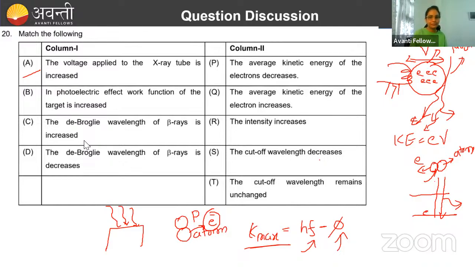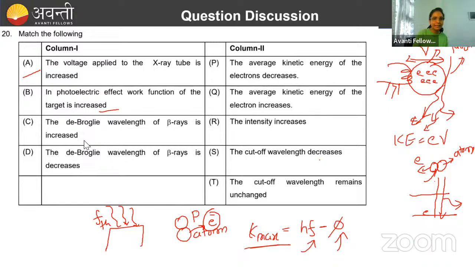Cutoff wavelength decreases. What is this cutoff wavelength now? So in photoelectric effect, work function of target is increased. Yes. So if work function is increased, then minimum frequency for which photoelectric effect will happen, that will get what? That will get increased. So if frequency is increasing, it means wavelength is what? Decreasing. So if threshold frequency is increasing, it means threshold wavelength is decreasing. Then यानी कि threshold wavelength means cutoff wavelength. So that will decrease. Clear है? Cutoff wavelength remains unchanged? No.